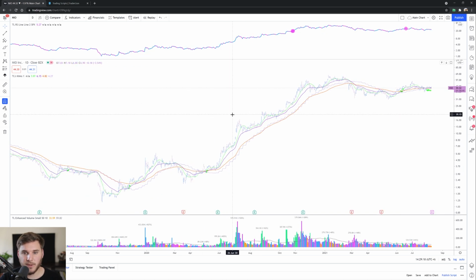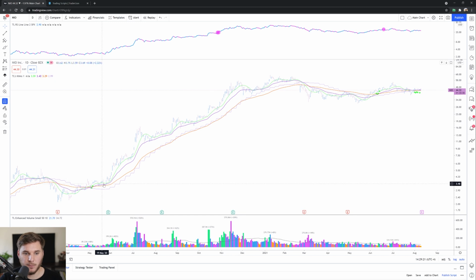Going over to another example, we've got NEO, which during its run, basically from this point, didn't close below the 23-day exponential moving average until the stock was very near its intermediate top here. So the 23 exponential, when a stock is really trending, I find works great for the majority of growth stocks. So definitely go ahead and try that one out.